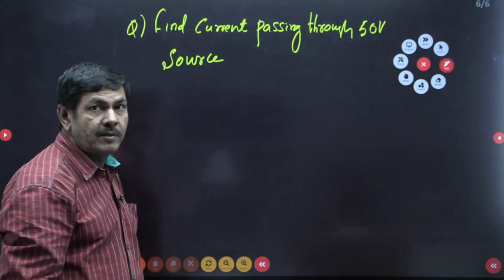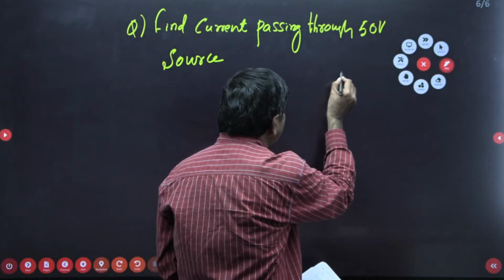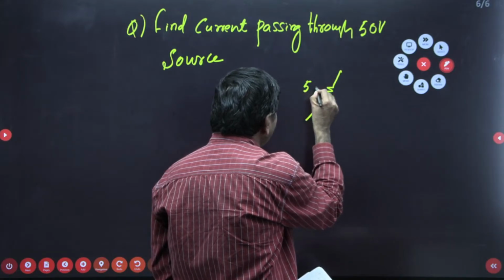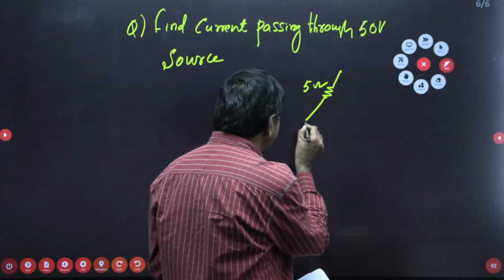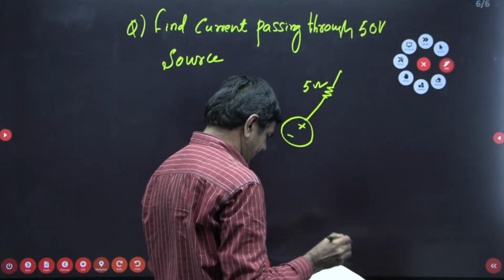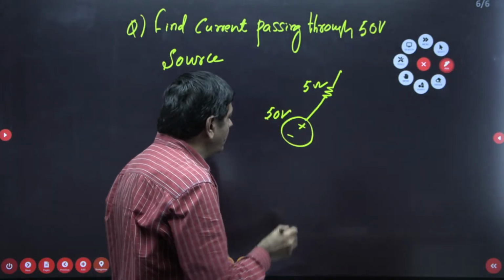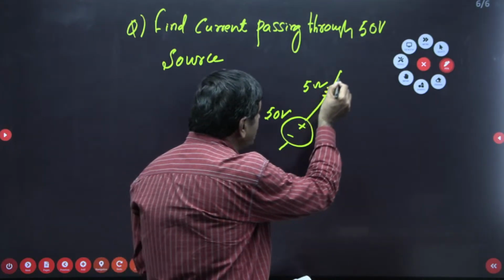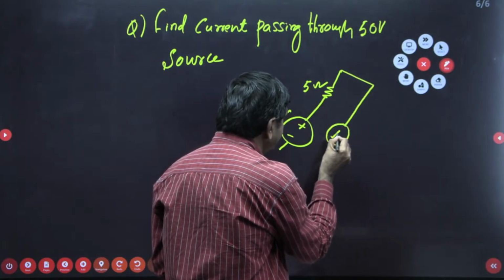And how that network is given, you please watch. Here it is connected with 5 ohms this side. This is given a 5 ohm resistor. And there is a battery, plus minus. This is connected with 50 volts. This is with 50 volts. And this side here the current source is connected. There is a current source.